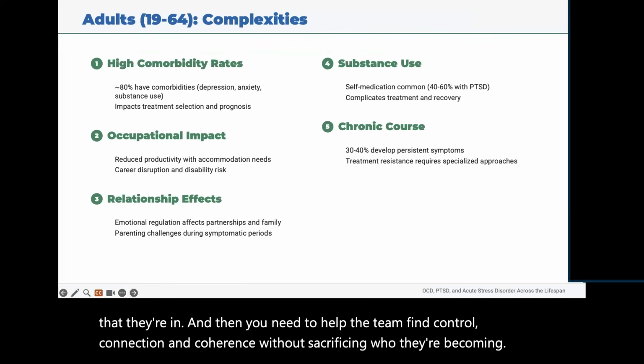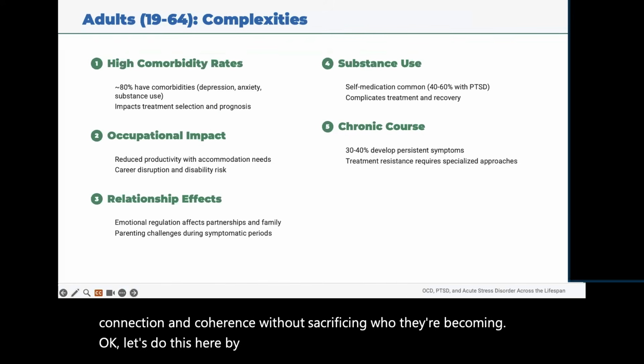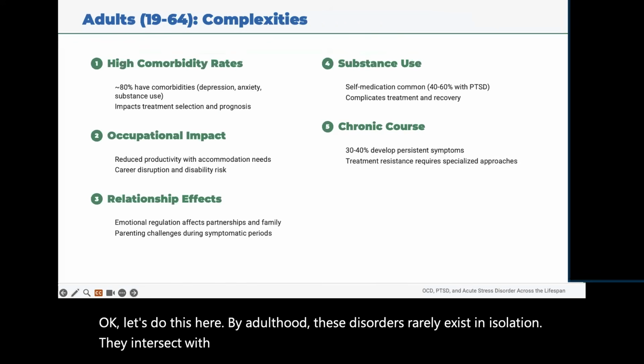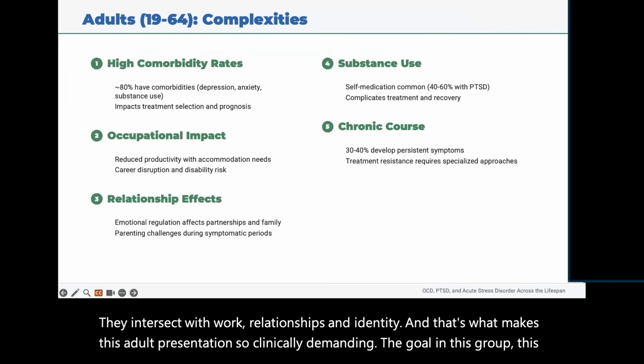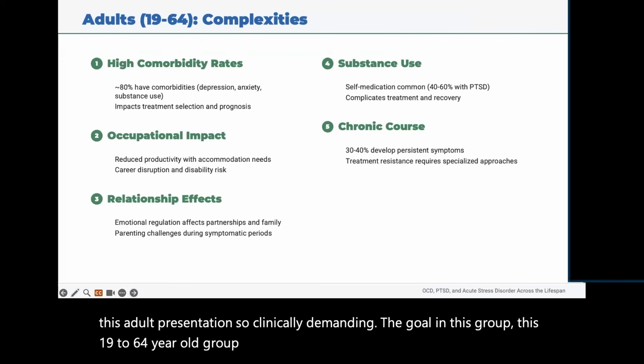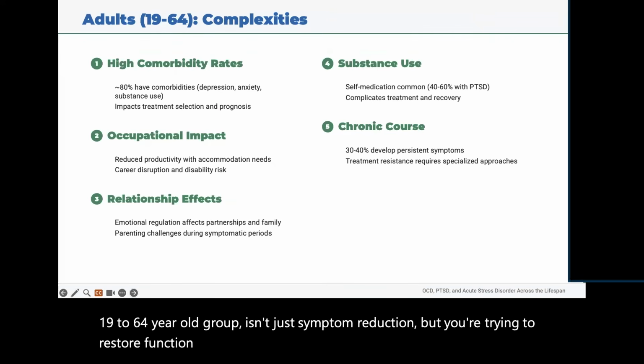Okay, let's do this here. By adulthood, these disorders rarely exist in isolation. They intersect with work, relationships, and identity, and that's what makes this adult presentation so clinically demanding. The goal in this group, this 19 to 64-year-old group, isn't just symptom reduction, but you're trying to restore function, stability, and purpose across multiple life domains.